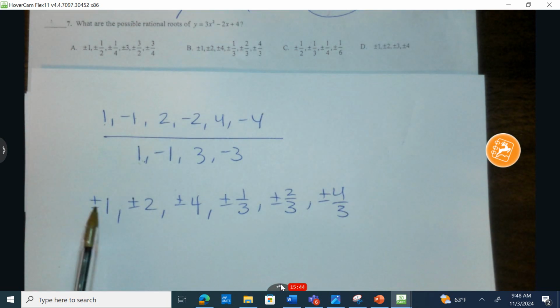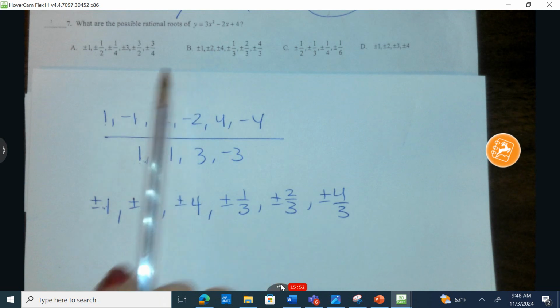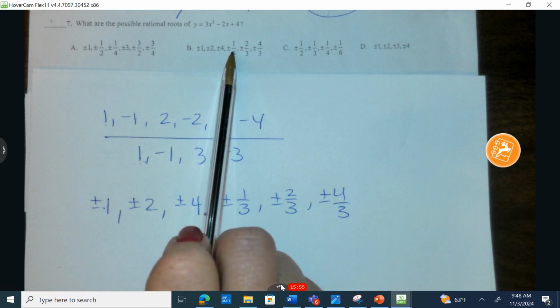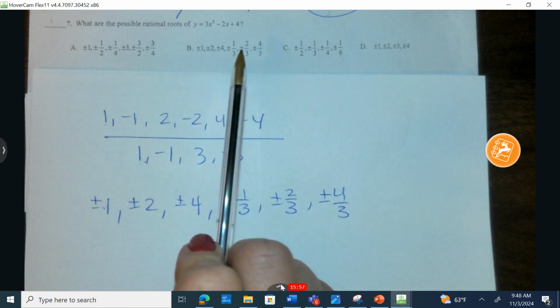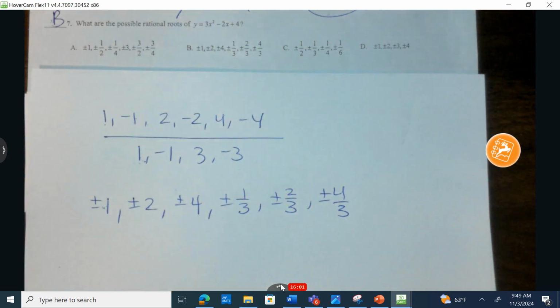All right, so we have 2, 4, 6, 8, 10, 12. We have 12 choices here. Let's try to find out where do we see these. This is looking pretty good. Let me just make sure. I have 1, 2, and 4, both positive, negative, 1/3, 2/3, and 4/3. Correct answer is B as in boy.